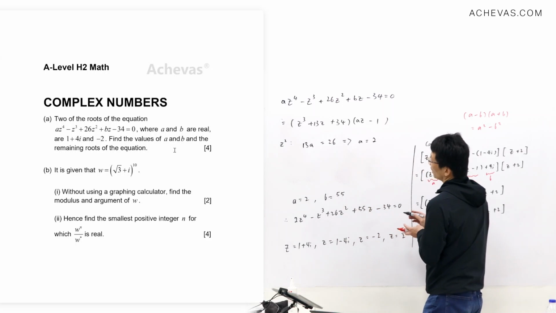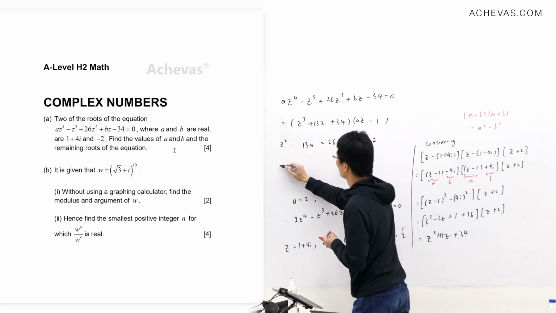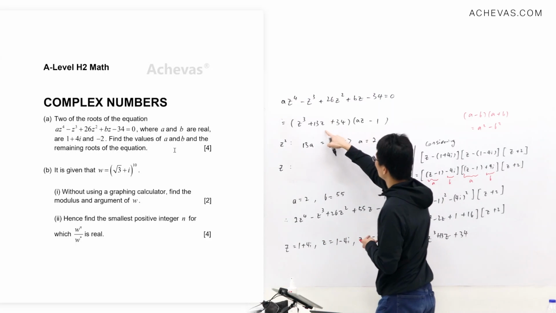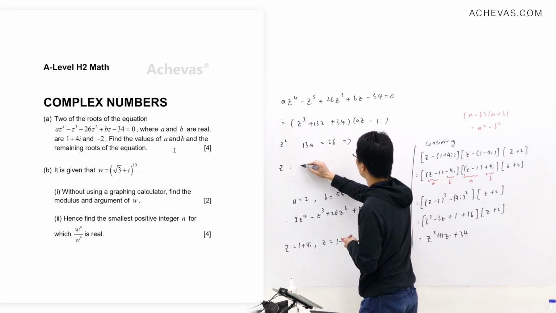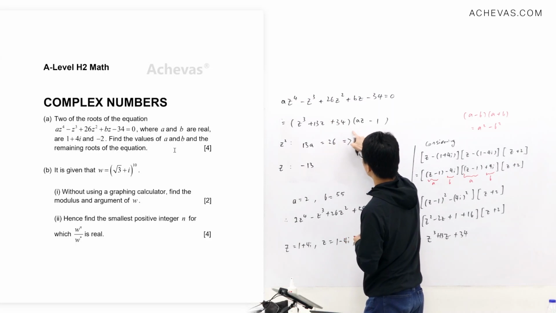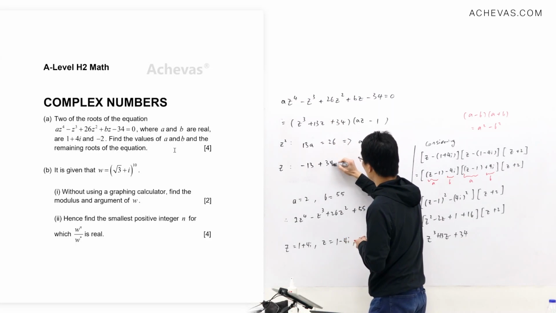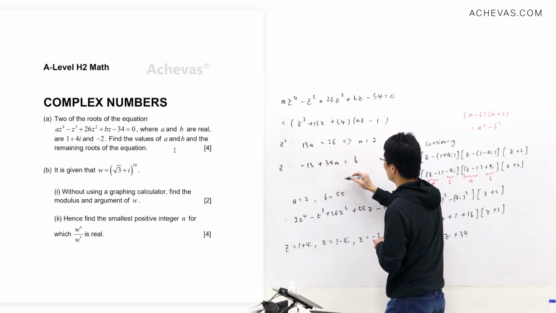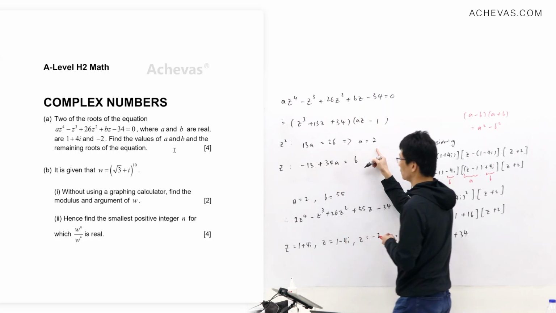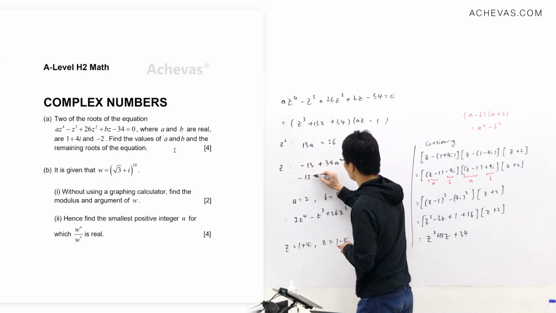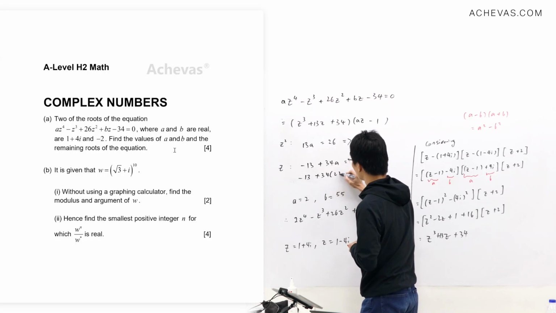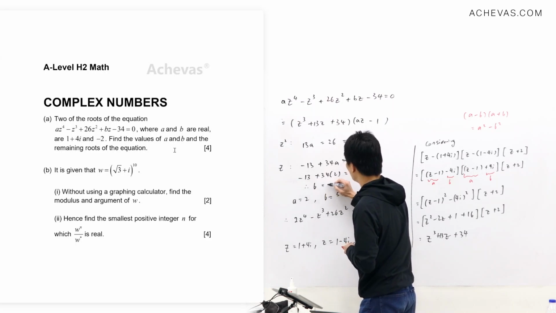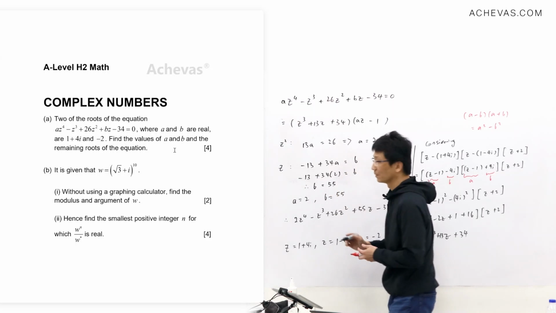Okay, the next part, we can equate coefficient of z. So from here, we can see coefficient of z is minus 13. Coefficient of z is 34a, which is given by b. And since a is already found, which is 2, so we can substitute a to be 2. So therefore, b will just be equal to 55.